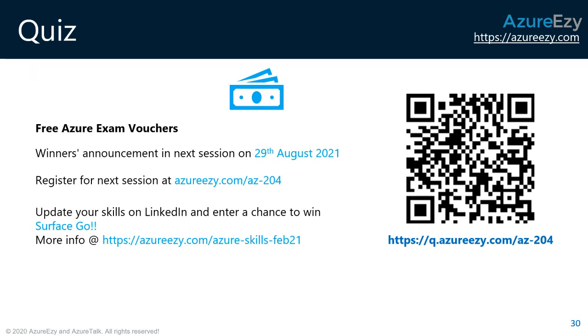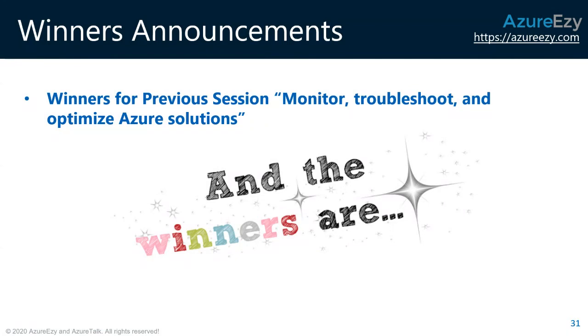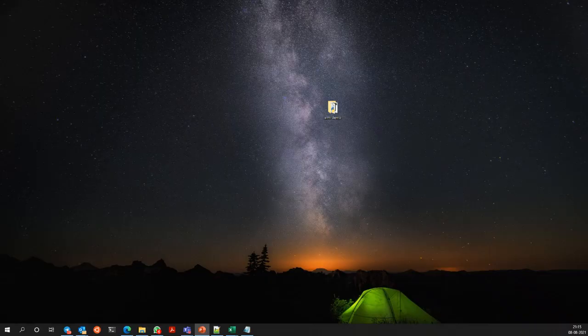All right, now comes the next part, which is announcing the winner. As we said, we are going to announce the winner for the previous session. For those who have participated in today's quiz, please ensure that you are registered on Eventbrite, because that's how we are going to select the people from the list. Let me share my screen and the browser which has the names of the people.